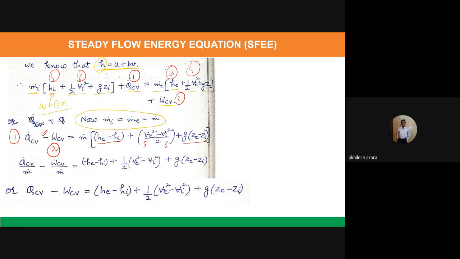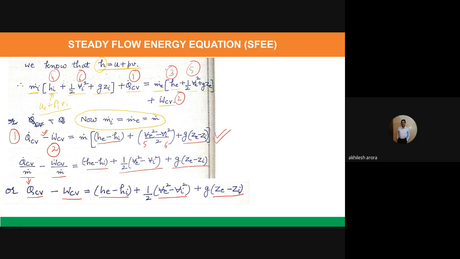So this is the equation that we get. And if we divide by mass flow rate on both the sides, then we get He minus Hi plus half V e square minus Vi square plus g Ze minus Zi. And finally, we can say that this term is now QCV minus WCV, equal to He minus Hi plus half Ve square minus Vi square plus g Ze minus Zi.